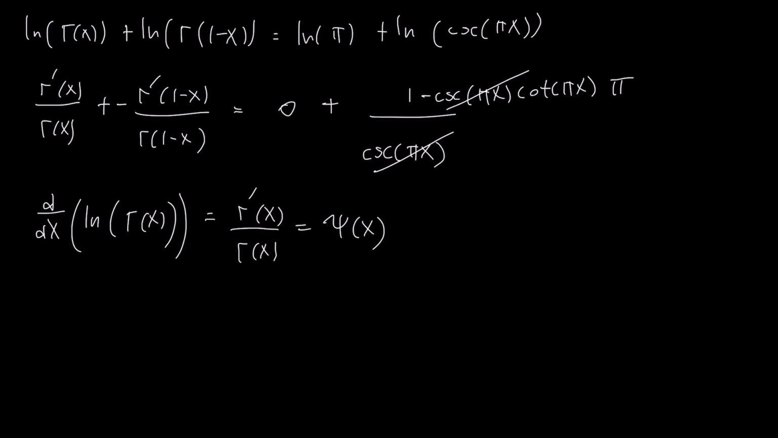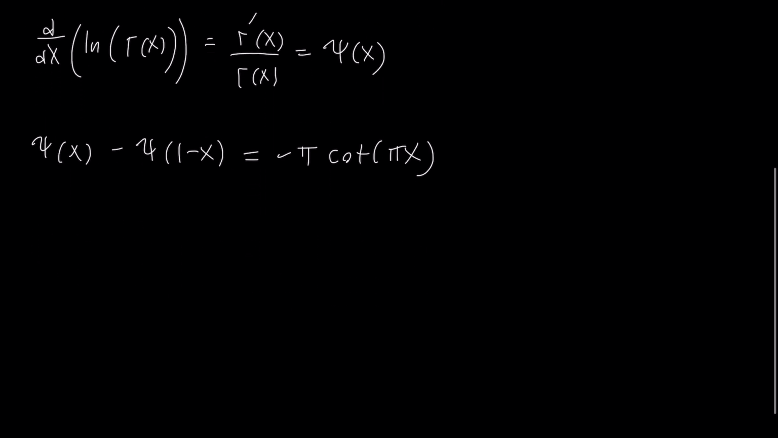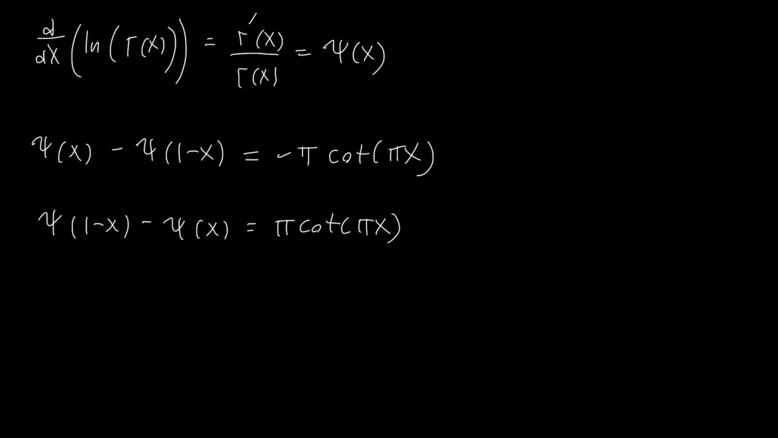So using this, we have digamma x minus digamma 1 minus x is equal to negative pi cotangent of pi x. And then from here, multiplying a negative on both sides, we're going to have digamma 1 minus x minus digamma x is equal to pi cotangent of pi x. And so this identity here is the digamma reflection formula.